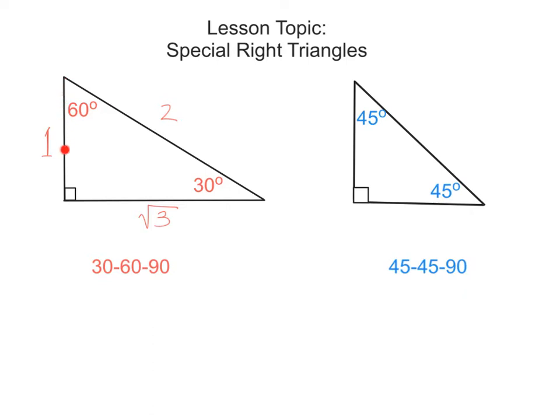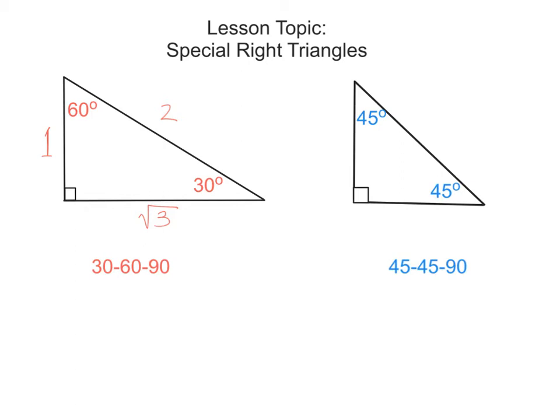Now think about this. If this was 4 instead of 1, then this would be 8, and this would be 4 root 3. Maybe remember that from geometry class. But for now, what we have to remember is that across from the 30 degree angle is 1, across from the right angle is 2, and across from the 60 degree angle is root 3. 1, 2, root 3.